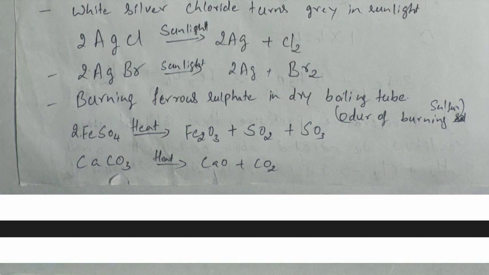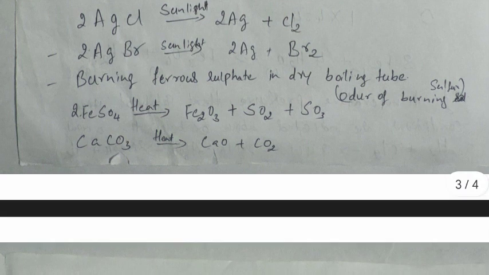We also have another example, that is heating. If you take ferrous sulfate, FeSO4, in a test tube and start heating, it is divided by the help of heat into Fe2O3, and it will produce sulfur dioxide and sulfur trioxide. So FeSO4 is dividing into ferric oxide.